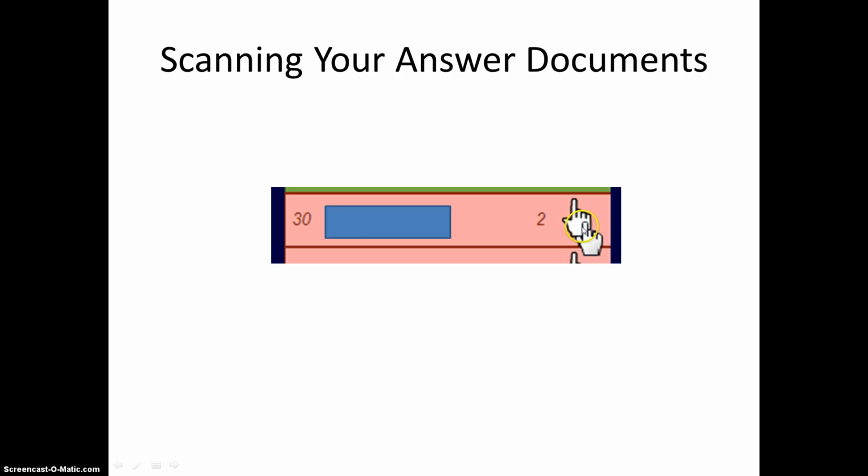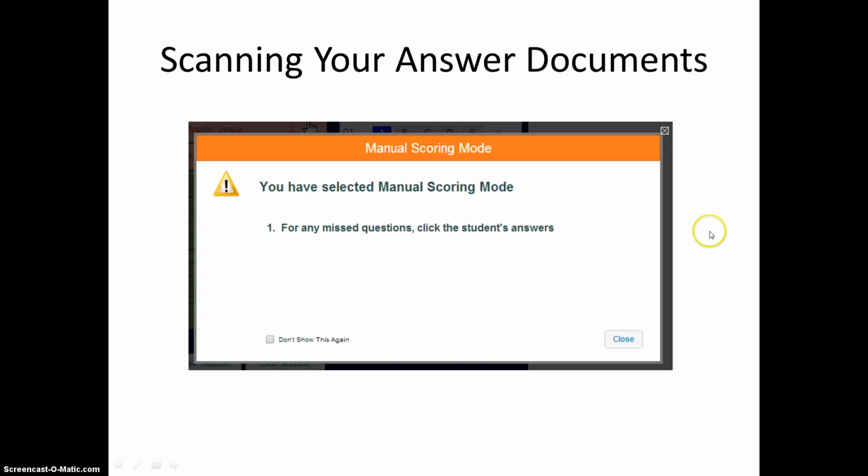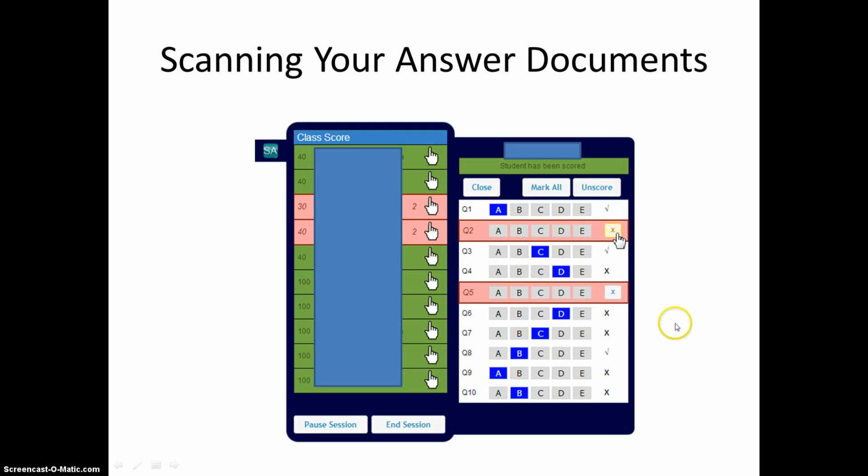Once you click on it, with the little finger, index finger pointed up, it will bring you to a little sign that says this: you have selected manual scoring mode. For any missed questions, click the student's answers. If you no longer want to see this every time you click on it, you know exactly what you're doing, you can click right here to this checkbox and click close. And it will bring you to this window.